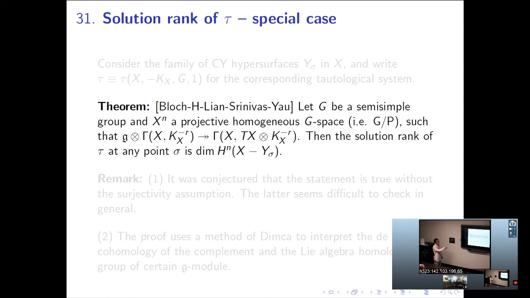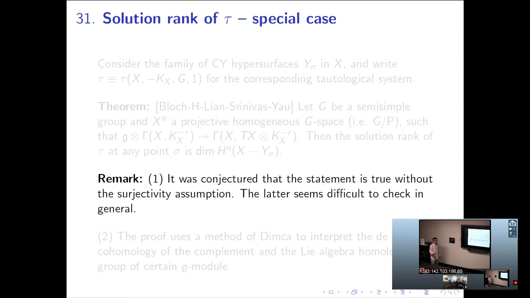What's Y sigma? Y sigma is the hypersurface. X is the ambient space, Y sigma is the particular hypersurface. And the solution rank is given by the dimension of middle dimensional cohomology of the complement of Y in X.